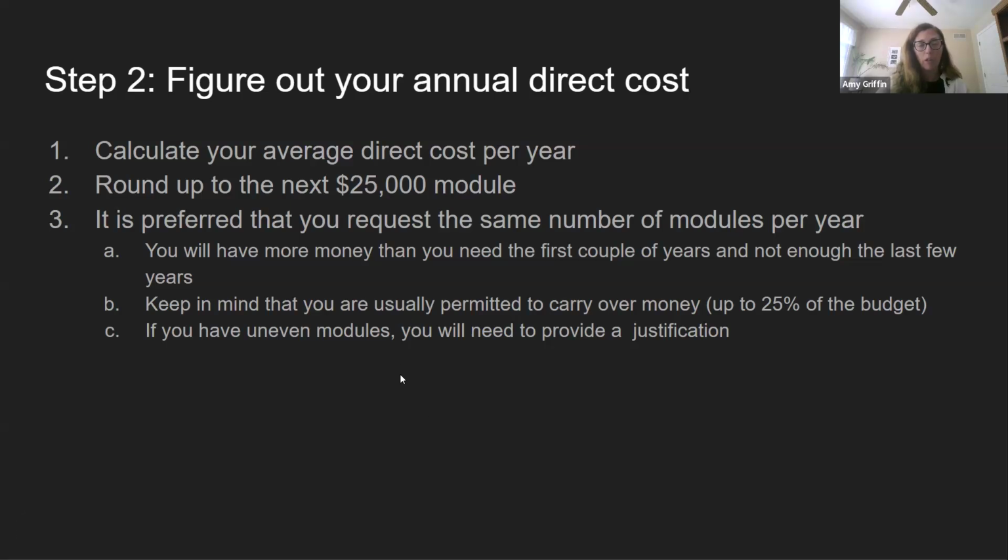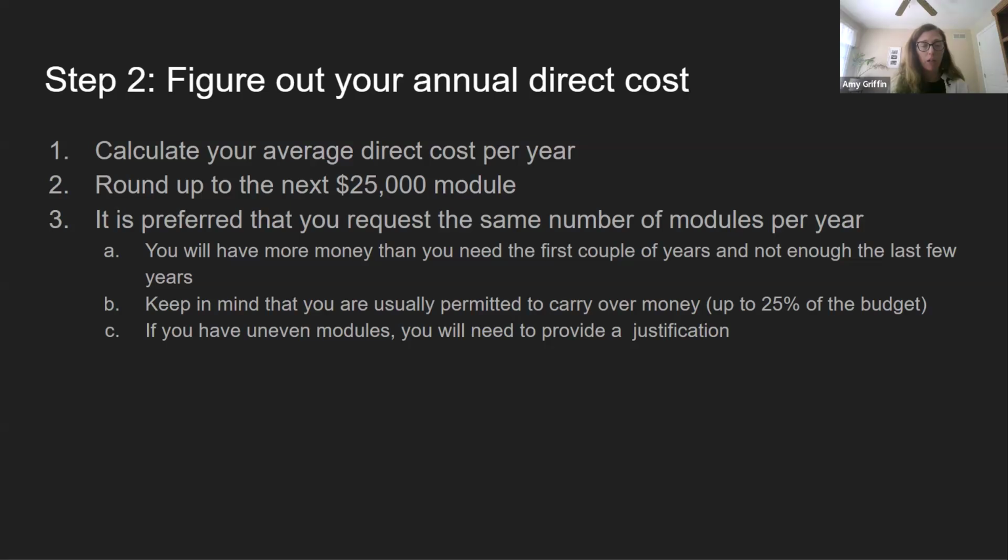NIH prefers that you request the same number of modules per year. The assumption underlying that is that you'll have a little bit more money than you need the first couple of years and maybe not enough money in the last few years. And you are permitted, keep in mind, to carry over money from year one, for example, to year two. You can carry over up to 25% of the budget without even having to get special permission from NIH. If you need to carry over more, then that's where you would need to reach out to your program officer.